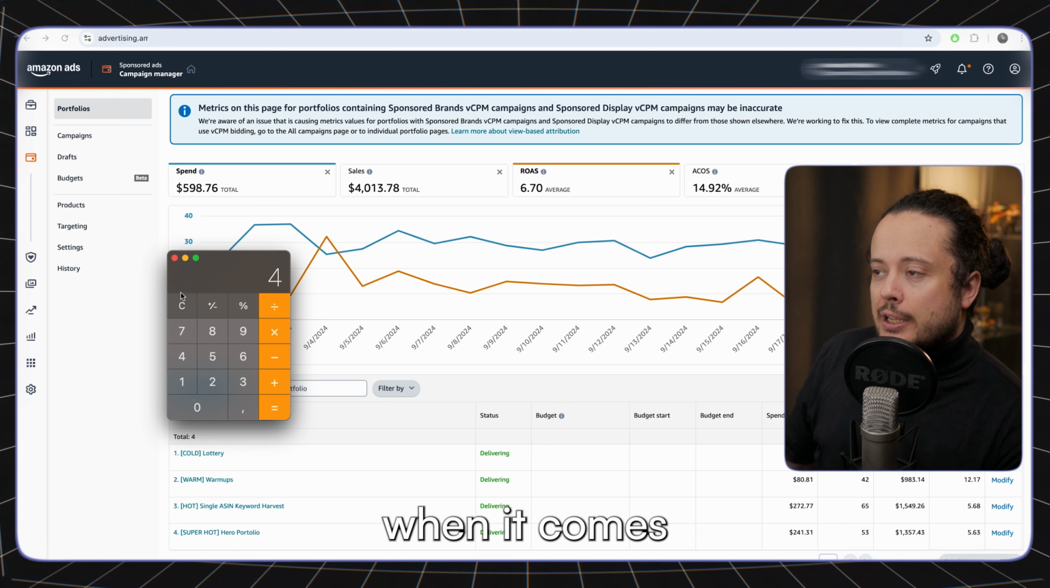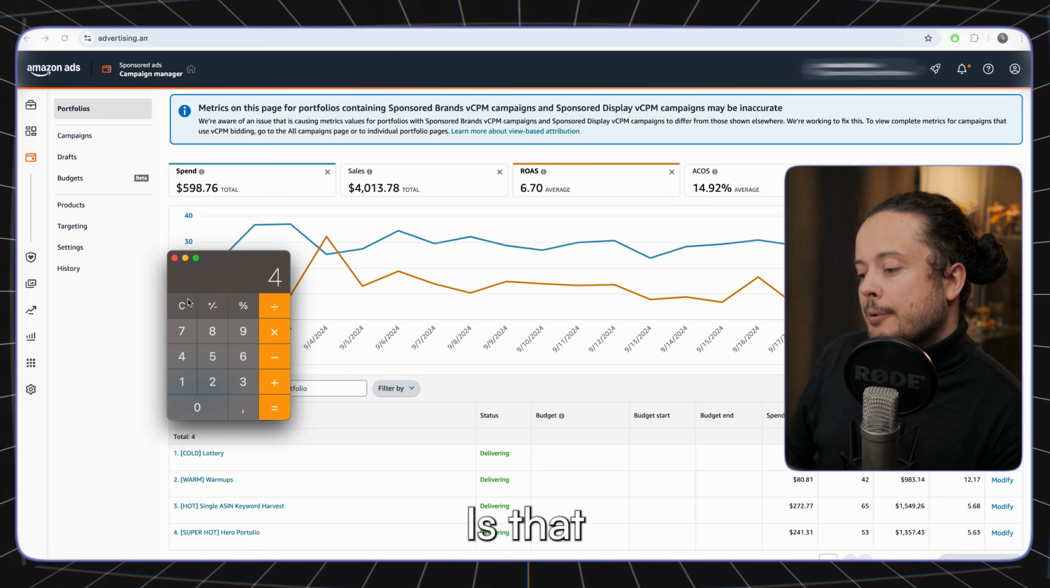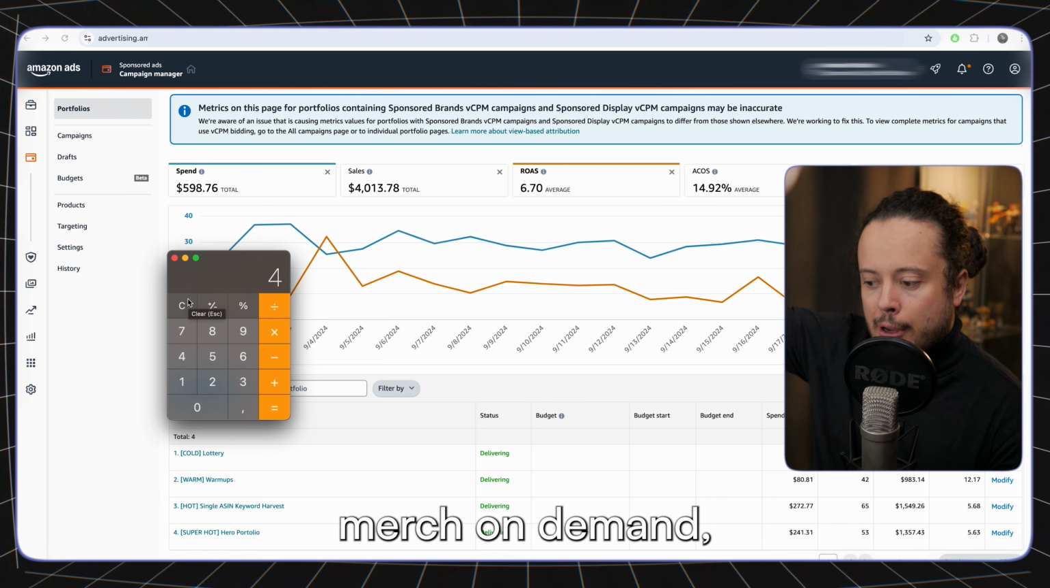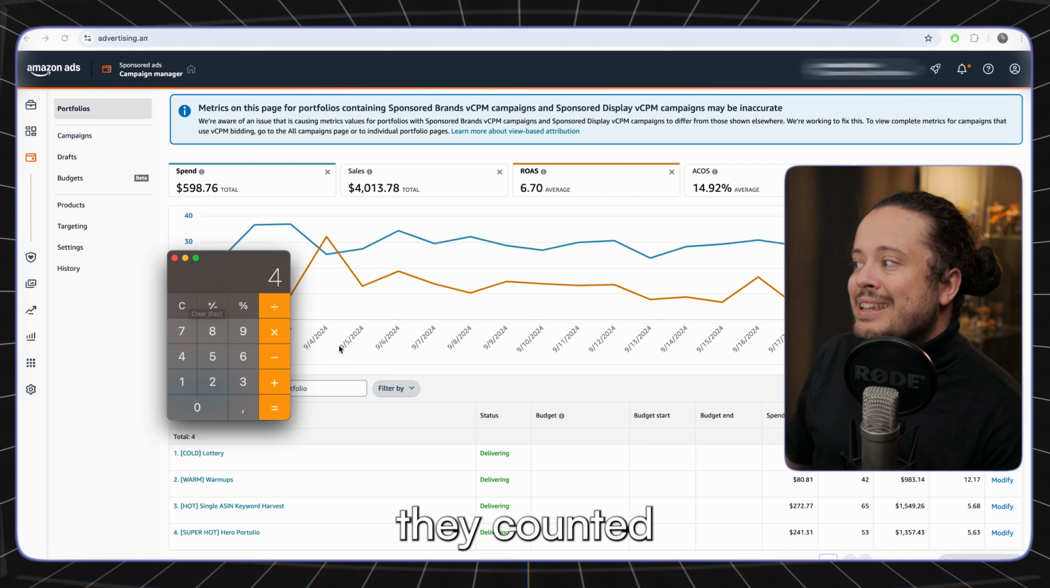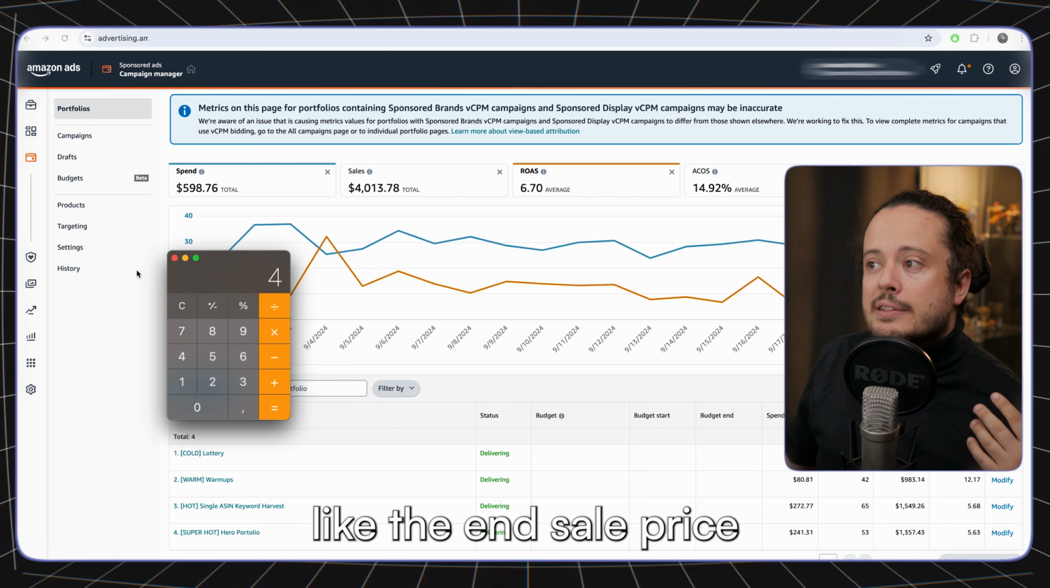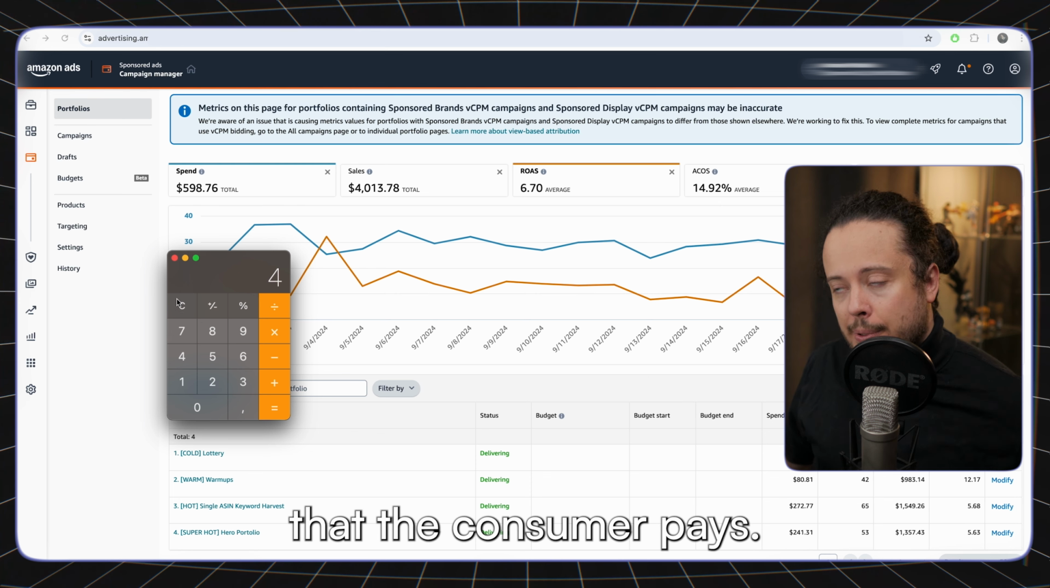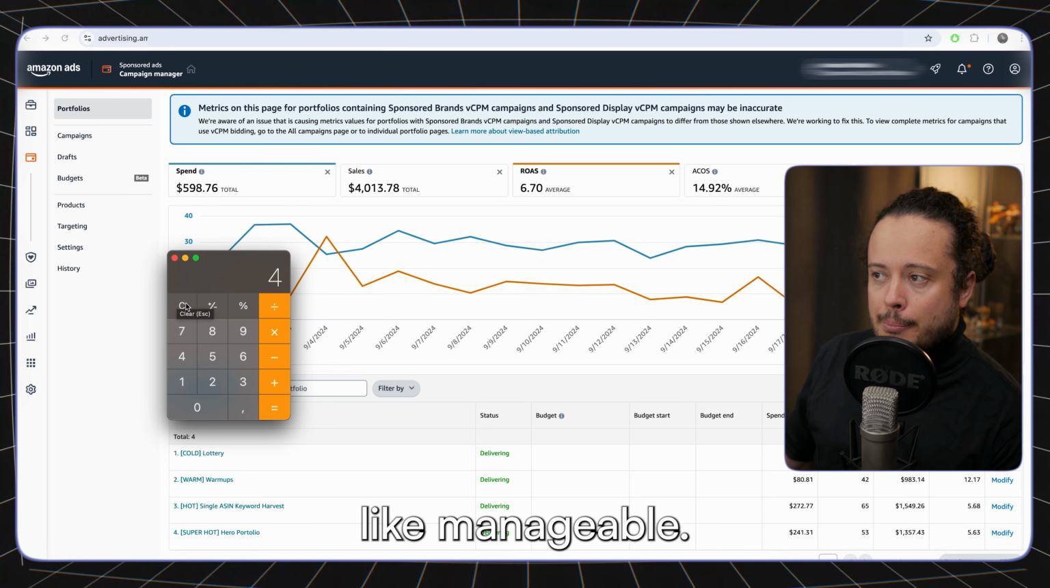What's a bit difficult when it comes to Amazon ads is that in our merch portal, if we do merch on demand like me, we can only see our royalties. But the Amazon ads count off the sales price, the end sale price that the consumer pays. That makes it a bit difficult, but still manageable.